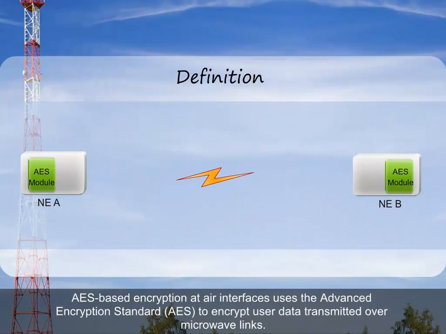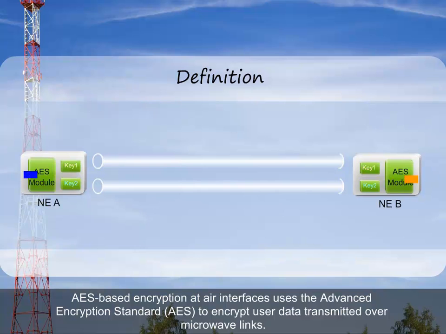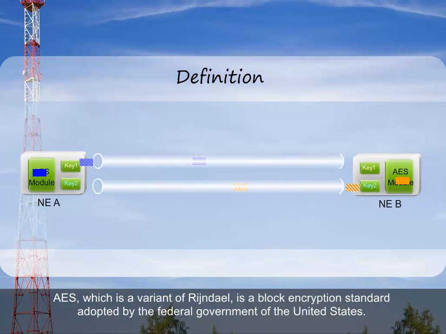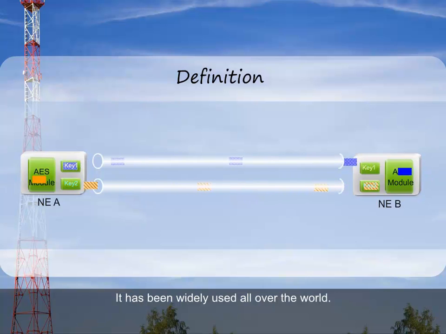AES-based encryption at air interfaces uses the Advanced Encryption Standard, AES, to encrypt user data transmitted over microwave links. AES, which is a variant of Rijndael, is a block encryption standard adopted by the federal government of the United States. It has been widely used all over the world.